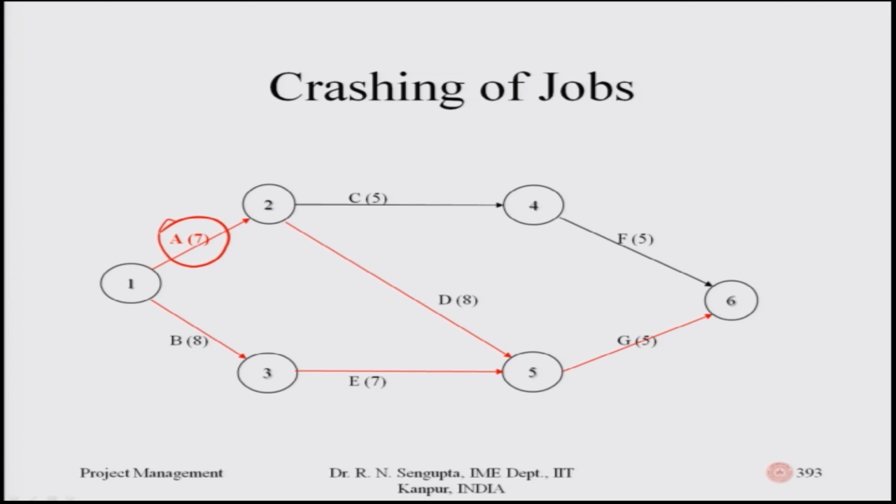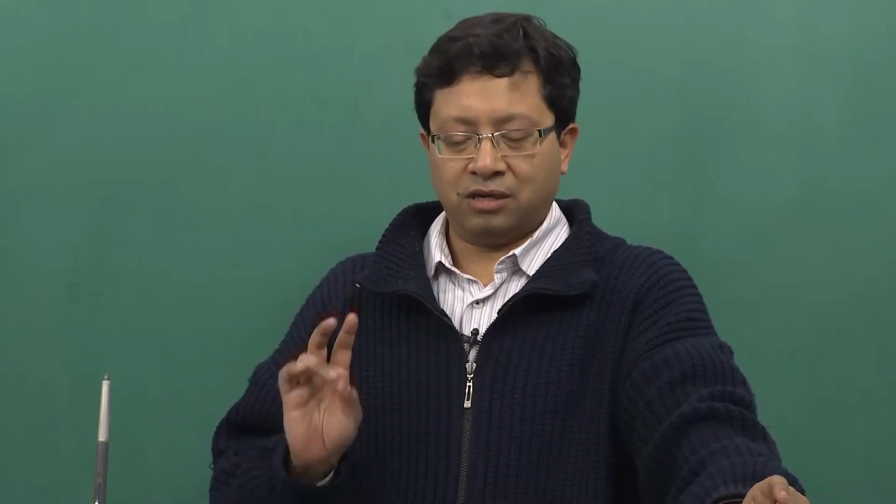So, the first critical path is 1 to 2 which is A, 2 to 5 which is D, and 5 to 6 which is G. So, the total sum is 7 plus 8 is 15, 15 plus 5 is 20. The other critical path is 1 to 3 which is B, 3 to 5 which is E, and 5 to 6 which is G. So, again 8 plus 7 is 15, 15 plus 5 is 20. So, that means now rather than having only one critical path, you have two different critical paths.